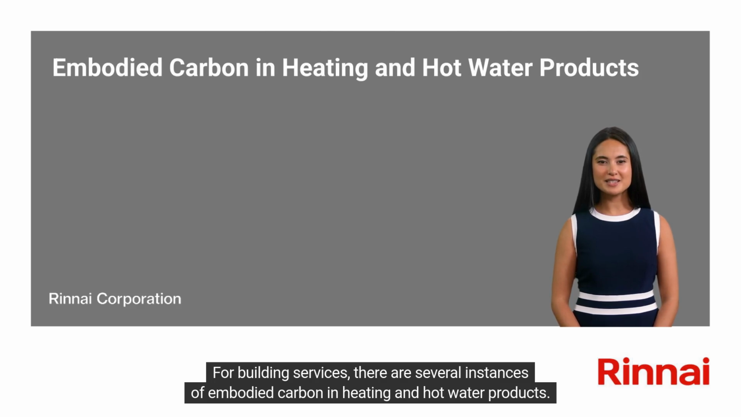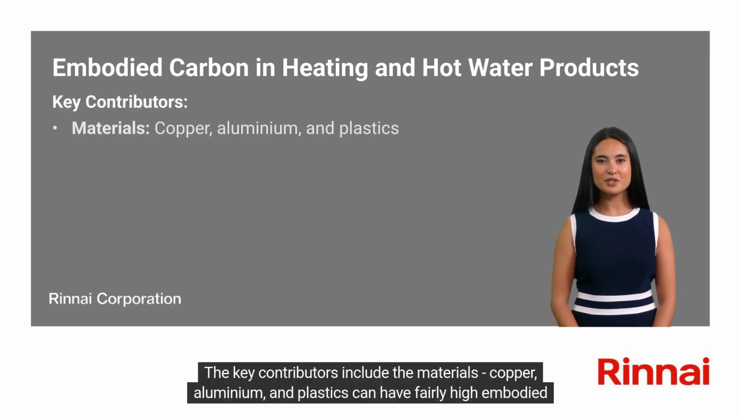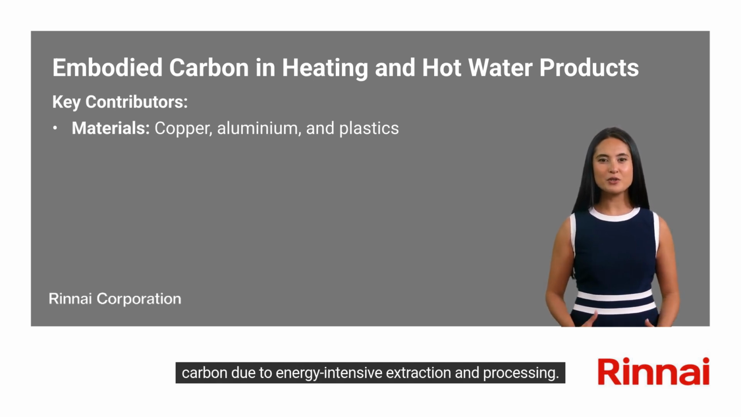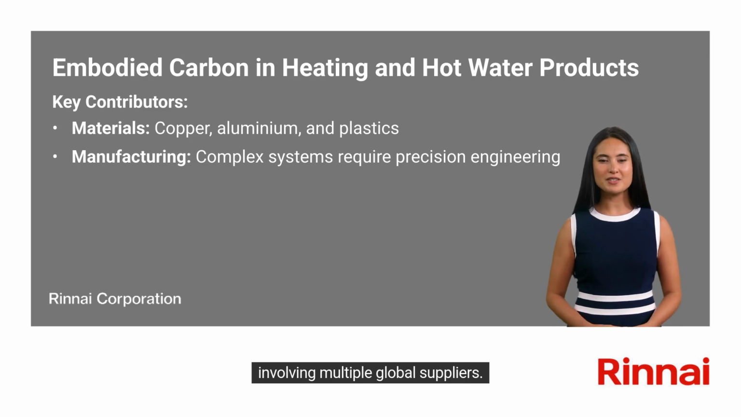For building services, there are several instances of embodied carbon in heating and hot water products. The key contributors include the materials. Copper, aluminium, and plastics can have fairly high embodied carbon due to energy-intensive extraction and processing. Manufacturing is another contributor, as complex systems like heat pumps require precision engineering, often involving multiple global suppliers.